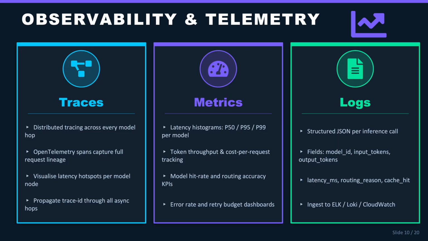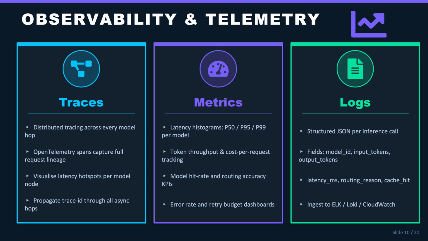Observability and telemetry. You cannot run a production LLM mesh without deep observability. The three pillars are traces, metrics, and logs. And in a mesh, each one is more complex than in a traditional microservices system because you have non-deterministic, latency-variable model calls at every hop. For traces, you instrument every model invocation with OpenTelemetry spans, propagating a trace ID across all synchronous and asynchronous hops. This gives you full request lineage. You can see exactly which models were involved, in what order, and where latency was introduced.